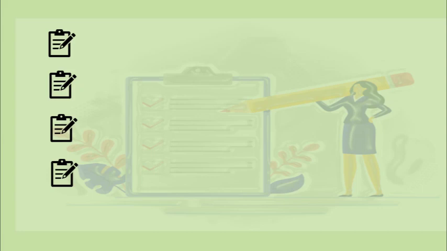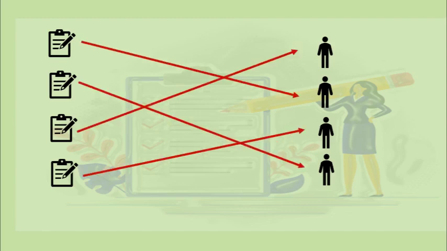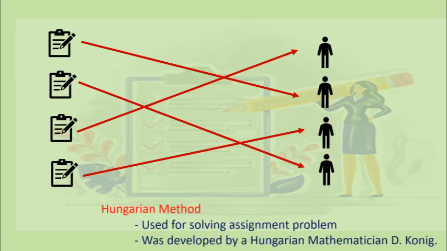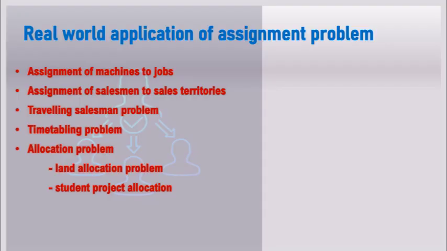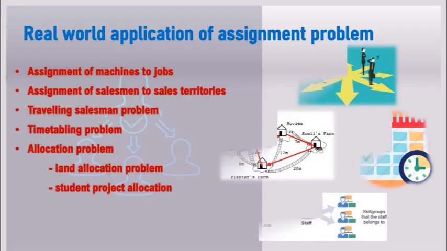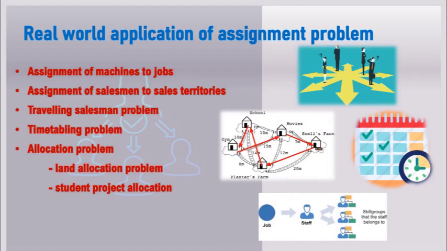The company is going to hire 4 scientists to complete them. Note that a scientist will be assigned to only one research. The grants requested by the 4 scientists for the 4 researches vary. As there is a limited amount of grants, the company decides to assign jobs with a minimal cost using the Hungarian method. Similarly, we can see the assignment problem in various real-life situations such as assignment of machines to jobs, assignment of salesmen to sales territories, traveling salesman's problem, timetable problem, and allocation problem.